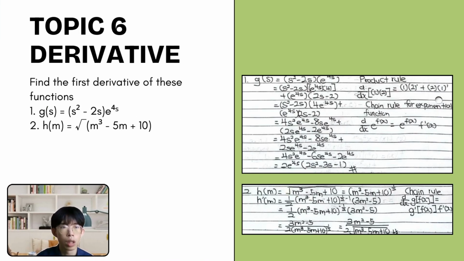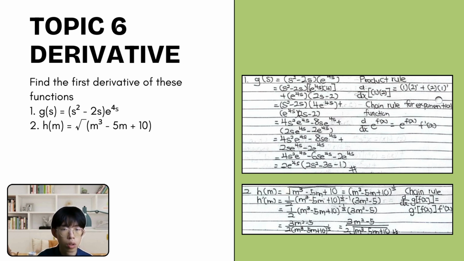For the extra question 1, we are required to use the product rule to get the derivative of the function, as there are two brackets over there that show that it requires us to use the product rule to get the answer. And there is an e to the power of 4s over there, so we need to use the chain rule for the exponential function to derive it, following the formula.